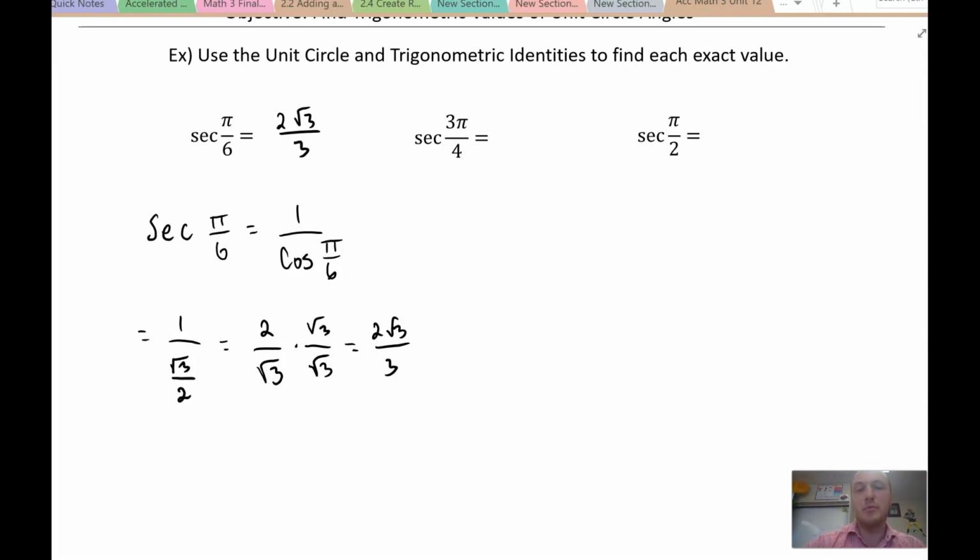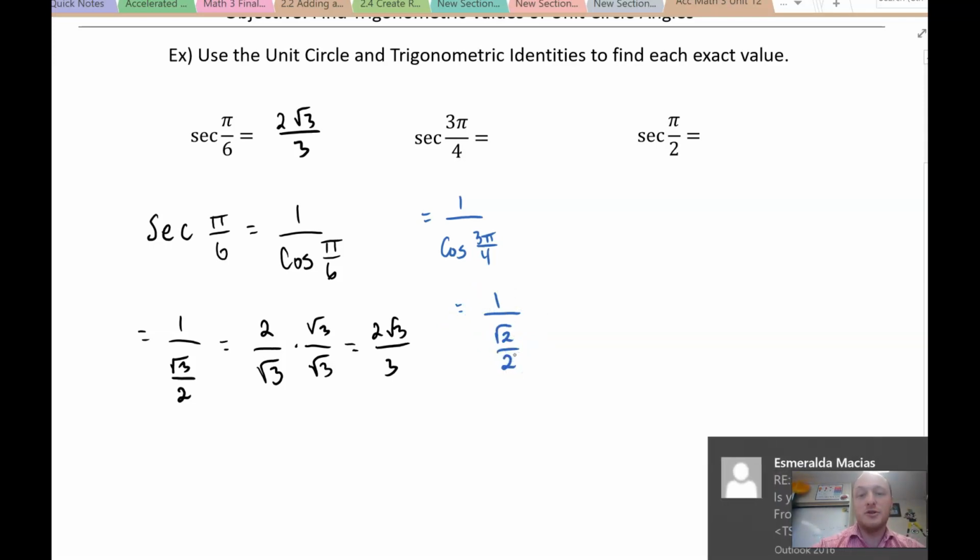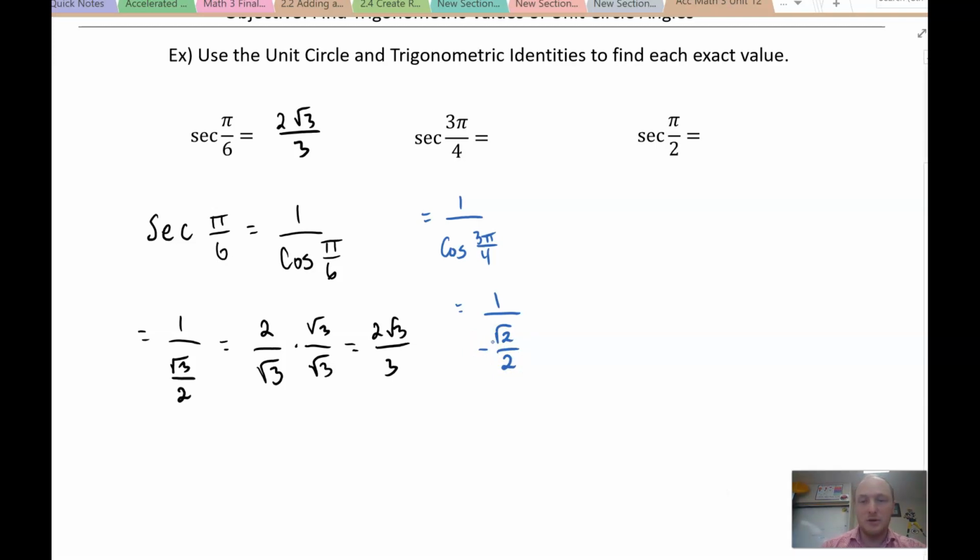What is secant of 3 pi over 4? Well, I know that this is equal to 1 over cosine of 3 pi over 4. So what's my x value at 3 pi over 4? I know it's root 2 over 2, and 3 pi over 4 is in quadrant 2, which makes our x value negative. So we get negative 2 over root 2, which after rationalizing, or you could just reduce.